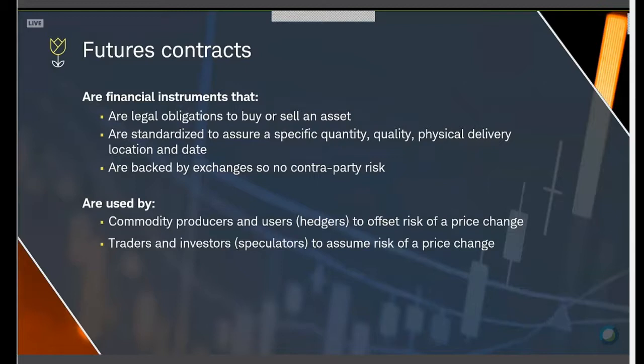Another unique feature that adds a lot of liquidity to these markets is that these contracts are backed by the exchange clearing firms. And why is that important? Well, it eliminates counterparty risk.